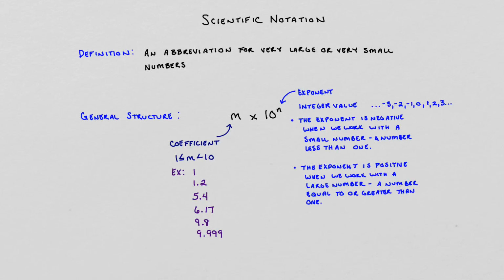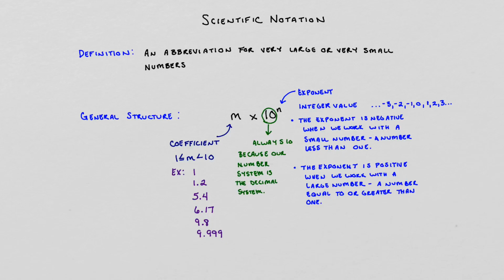N represents the exponent of the scientific notation, and it's going to be an integer value, so it could be positive. So 1, 2, 3, and so on. So no decimal values or anything like that. It could be equivalent to 0, or the exponent could be a negative integer, so -1, -2, -3, and so on. Please note that the exponent is going to be negative when we work with a small number, specifically a number that is less than 1. The exponent is going to be positive when we work with a large number. In other words, a number that's going to be either equal to 1 or usually greater than 1.